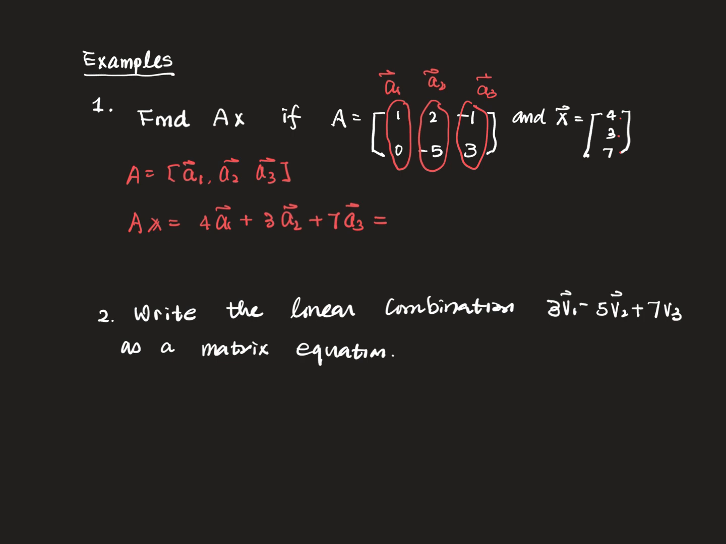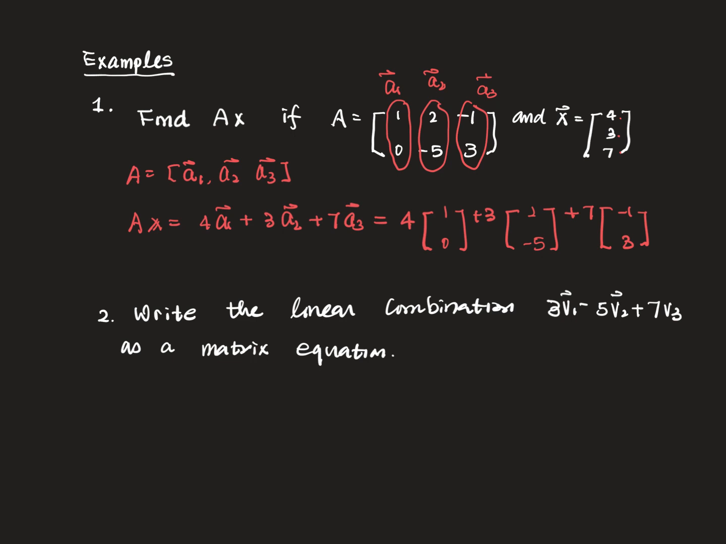The other way, you're going to rewrite this matrix. You're going to put 4, 1, 0, then 3, 2, negative 5, then 7, negative 1, and 3. That's how to rewrite a linear combination as a product of a matrix and a vector. Guys, make sense? Okay, let's practice a couple more.